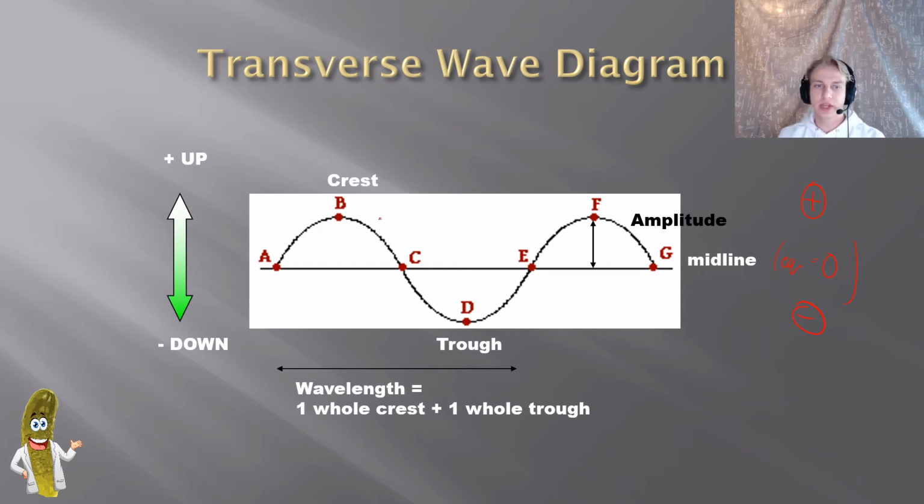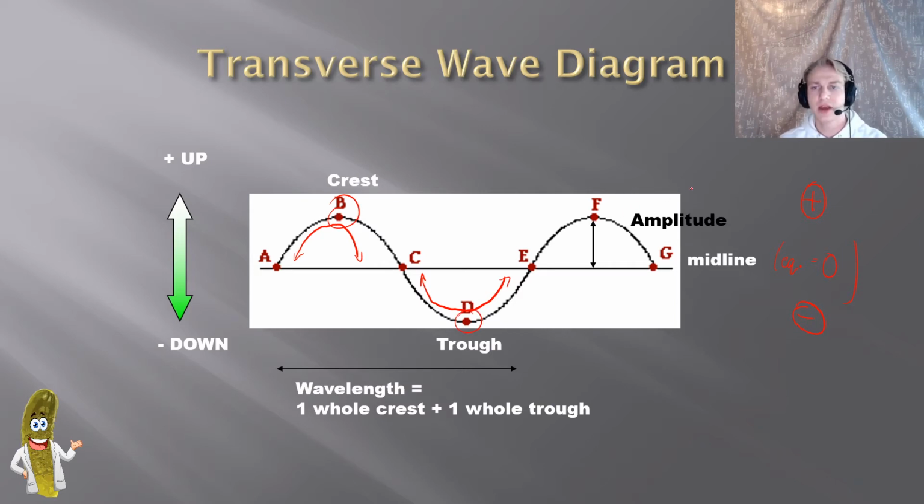So when we're looking at this particular graph, we have a bunch of different points. A, C, E, and G are all at the midline. Point B would be the very peak of the crest. All of this part here we would call the crest, but usually we're most concerned with point B at the very top of it. And then a trough is in the opposite direction, on the negative side of the graph. Again, mostly we're concerned about point D.